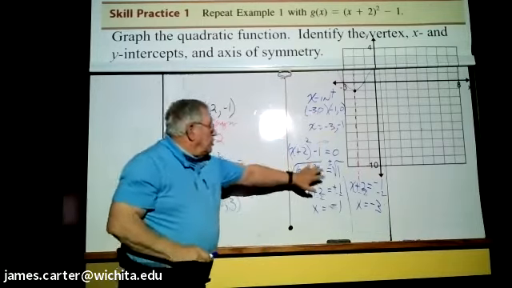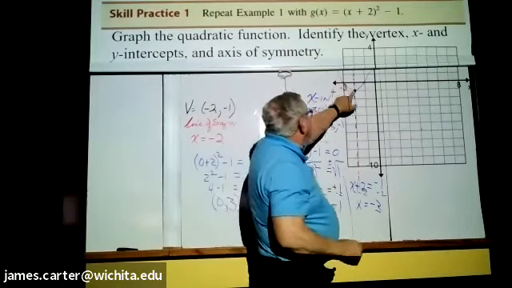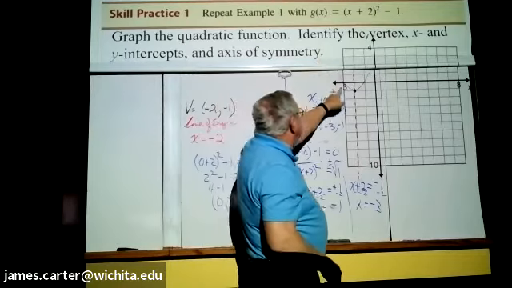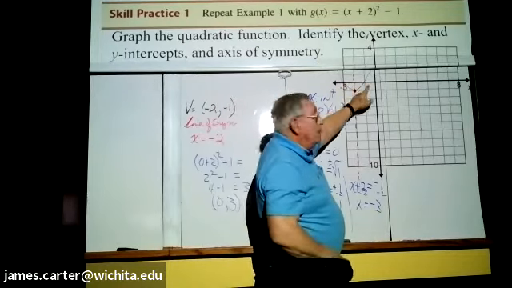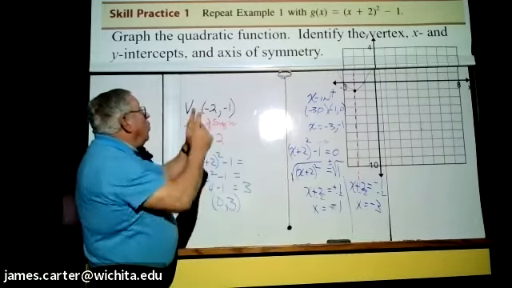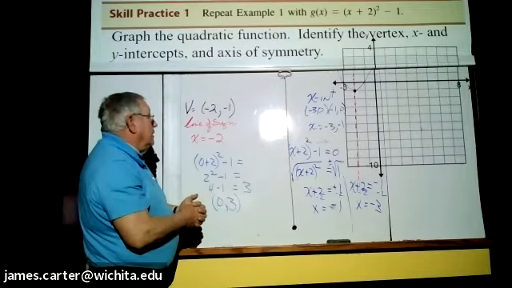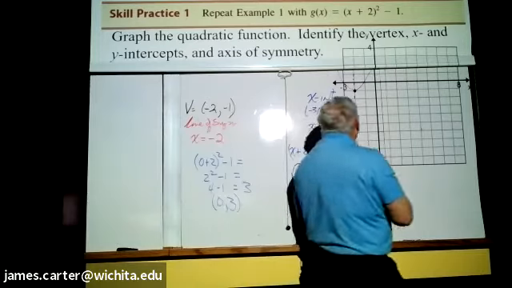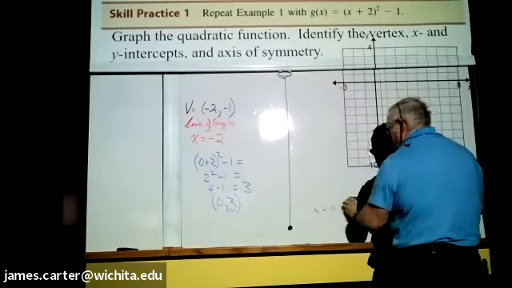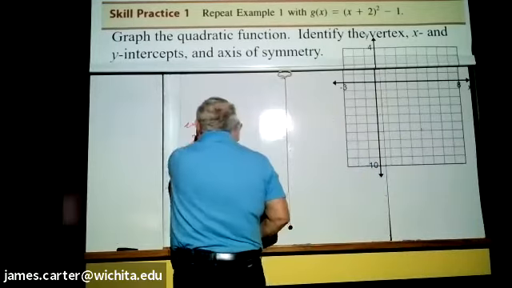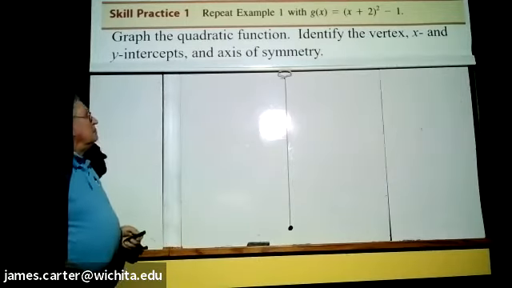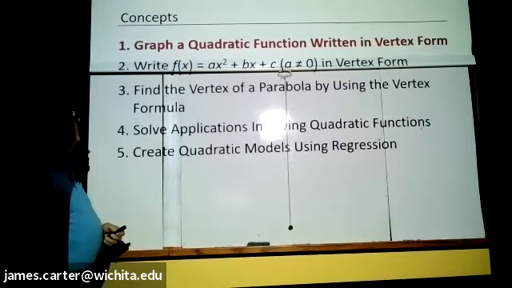So sometimes you can save yourself a lot of work if you know some of these basic behaviors of the graphs. Now, if there's an a value in front of that parentheses, then this may not be up 1 and over 1, or down 1 and over 1. Then that'll change. But if it's just a 1 in front of that parentheses, even if it's hidden, then the parabola will always behave that way.